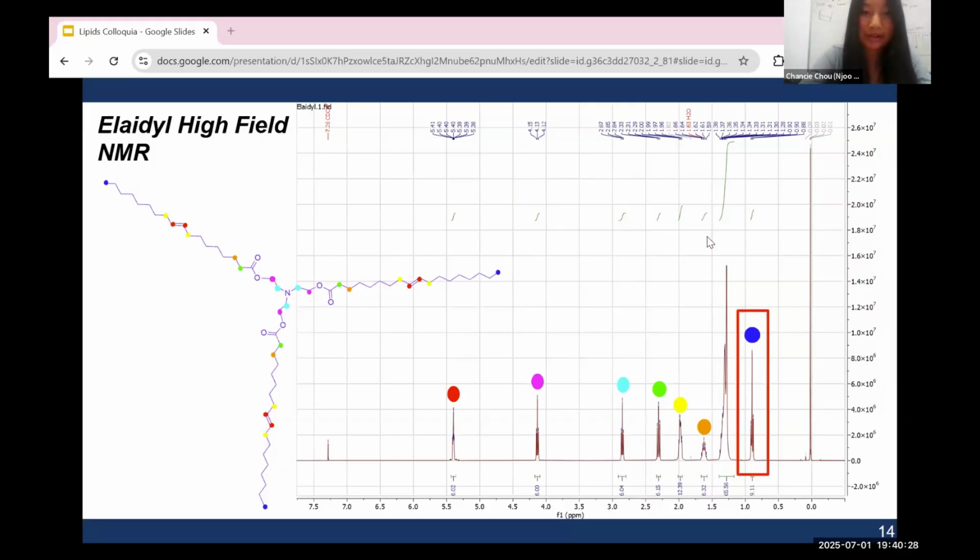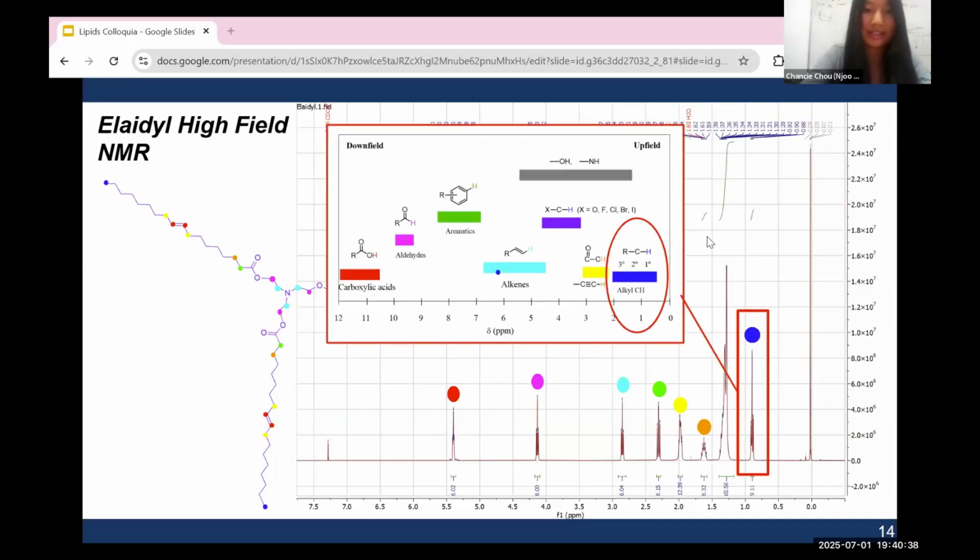Next, we have the methyl group. This group is the furthest upfield because it has the least electron withdrawing forces nearby, as it is only connected to one other carbon. In addition, you can also cross-reference that with any NMR shift graph you can find online. And as you can see, a methyl group, which is an alkyl CH group, should be really far upfield.